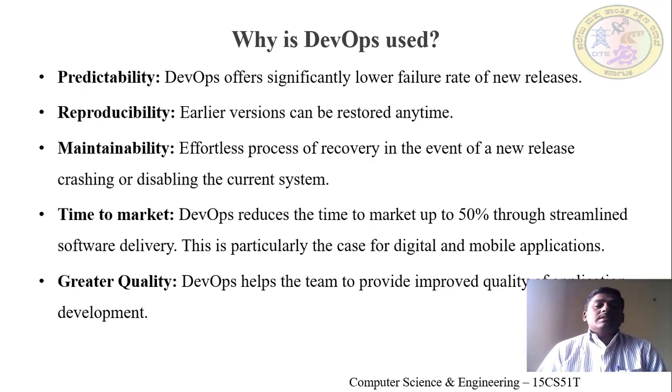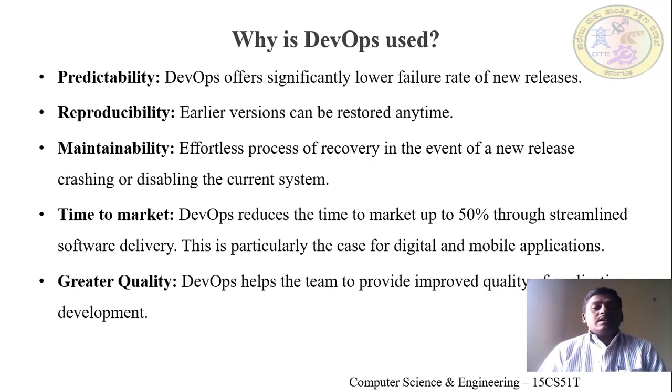DevOps offers significantly lower failure rates of new releases, right? If you are releasing or deploying a particular application, you may get very few errors, fewer failures. Why? Because continuous integration, continuous deployment and a continuous monitoring system are there. That's why we get lower failure rates and fewer errors while releasing the particular application.